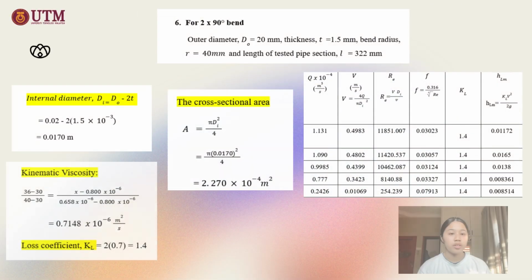For the 90-degree bend, we also calculated the internal diameter, cross-sectional area, and the kinematic viscosity to be used to calculate the Reynolds number.